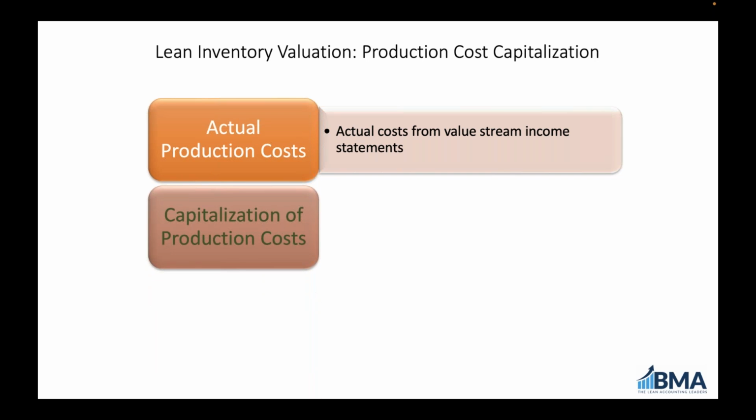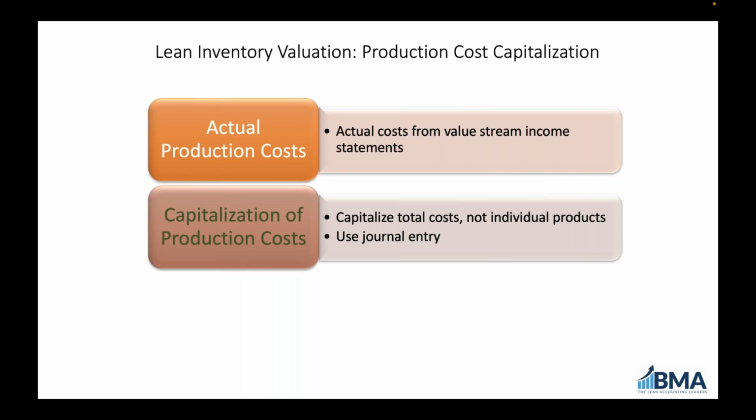Then there's what I call the capitalization of production costs. So if you remember in standard costing, you close a work order and that's how the costs are capitalized. In lean inventory valuation, we're not concerned about capitalizing costs product by product. We're concerned with doing it in total. Just what are the total costs for the period that need to be capitalized? And we can pretty much use a journal entry. So this becomes a financial accounting exercise every month.